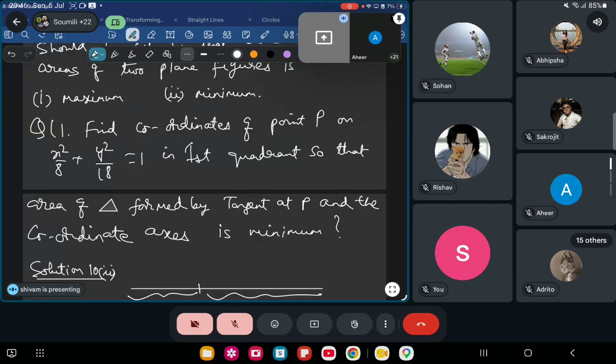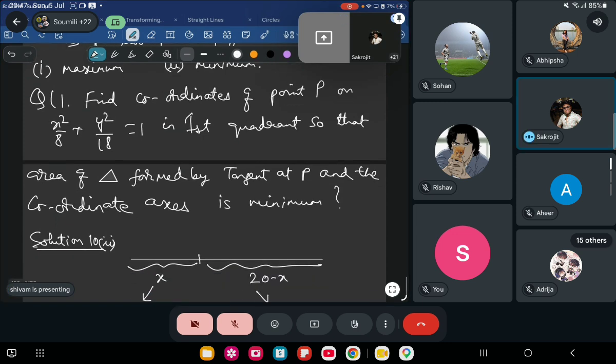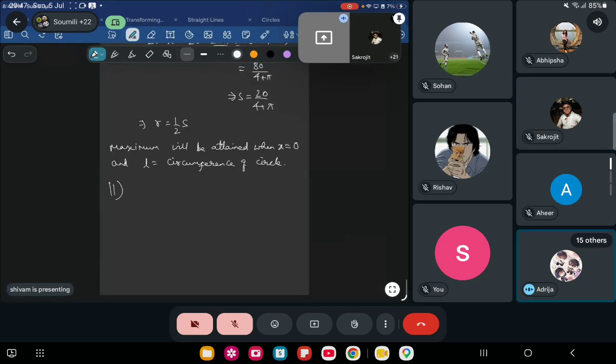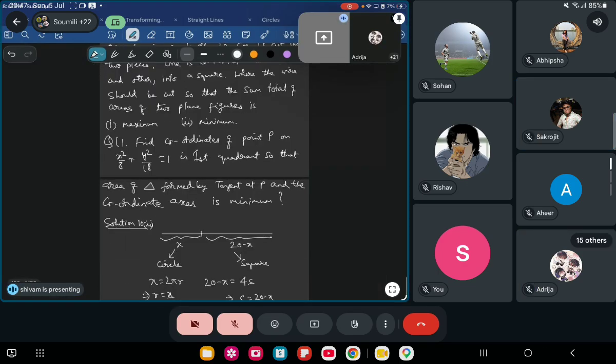Okay, anyone has found it? Tell me. Rohit, how much did you get? You are asking question number 11, right? The point I got is 2, 3. And Rija, what did you get? 2, 3 only? Yes, sir. Okay, let me solve number 11. Find the coordinates of point P.